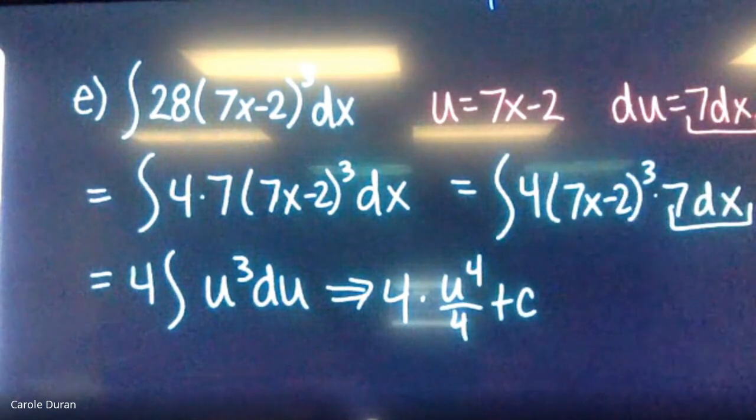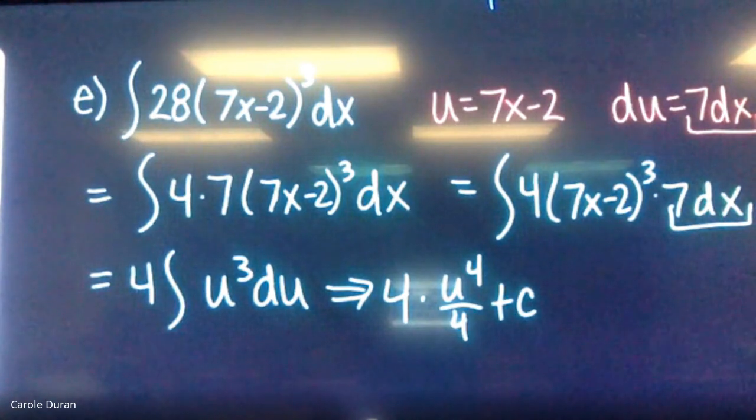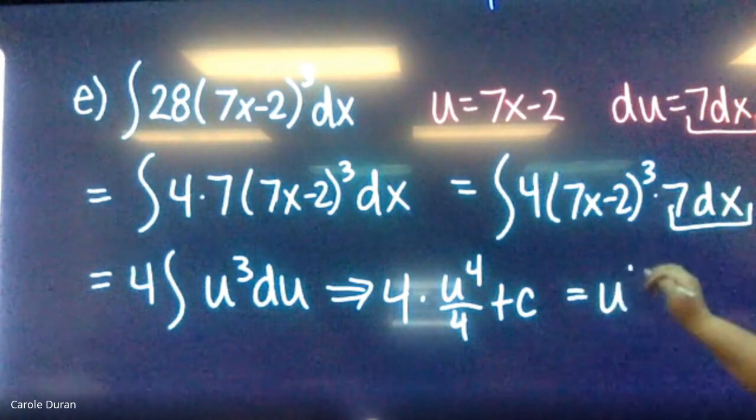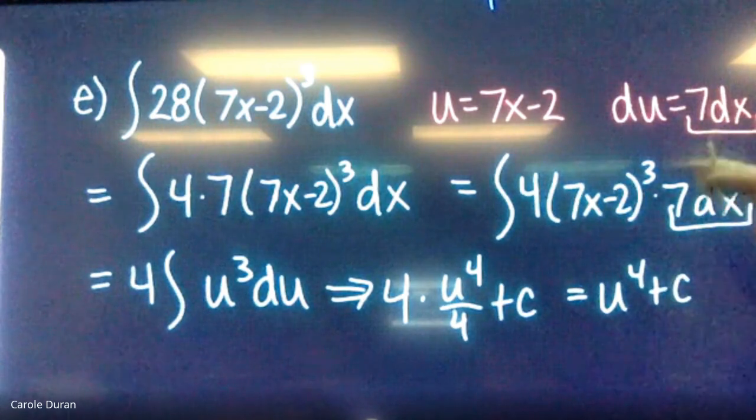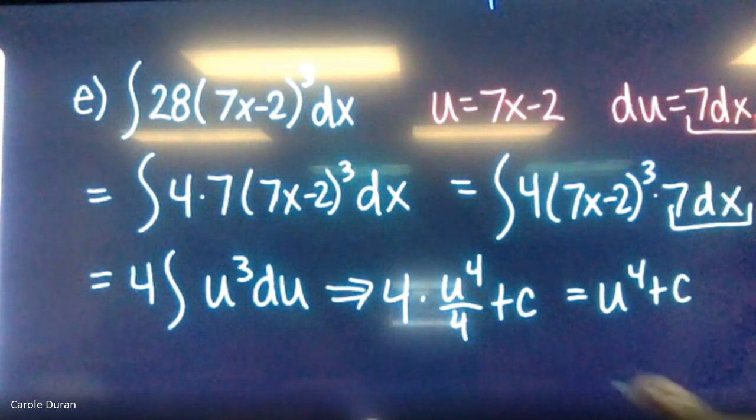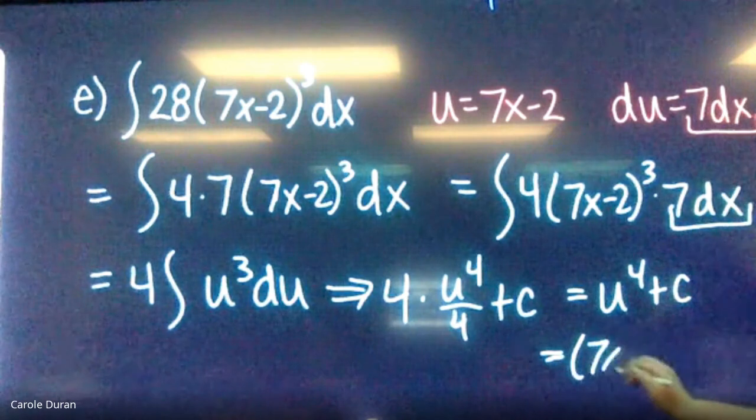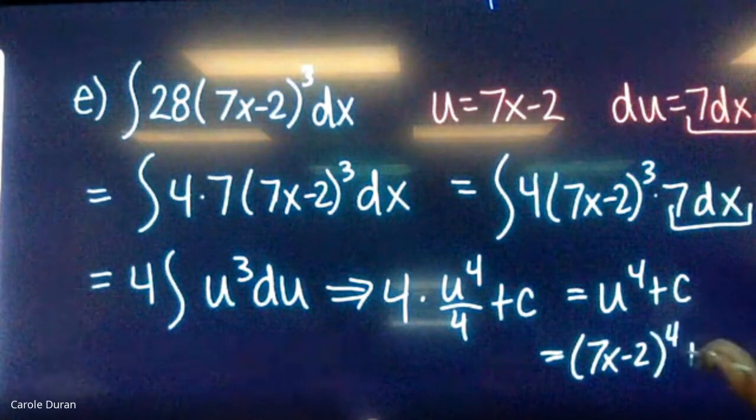I can simplify it. The 4 and the 4 in the denominator are going to cancel, leaving just u to the 4th plus c, and then I can plug my u function back in. So this becomes the quantity 7x minus 2 to the 4th plus c.